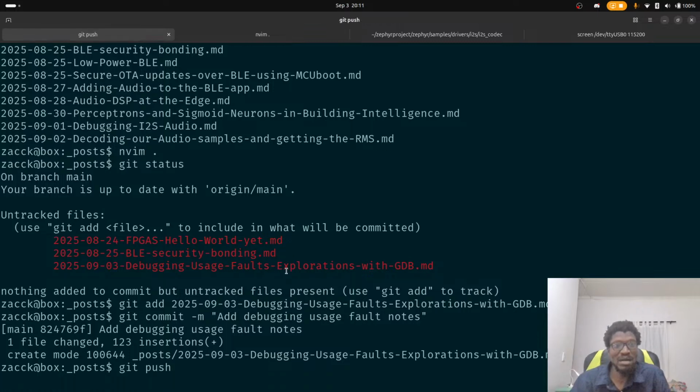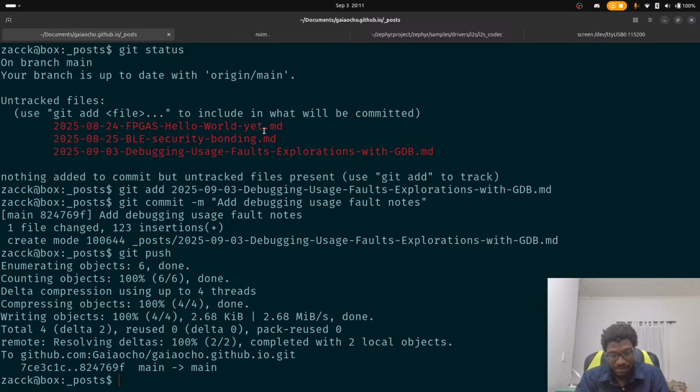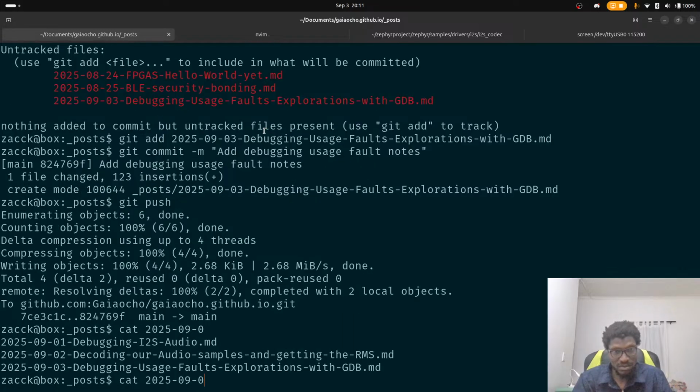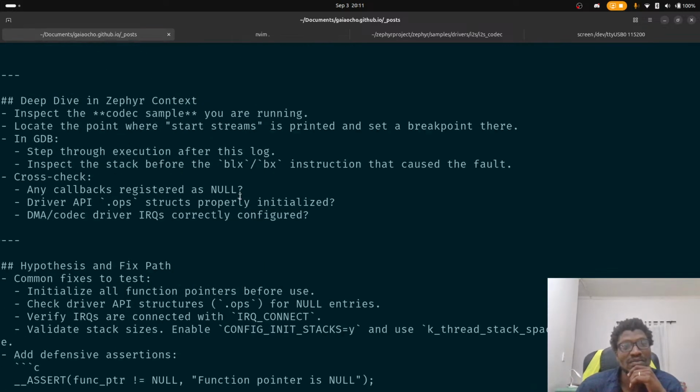I'm going to git push. I'll wait for that to come up so that we can put it in the cart. 2025-09 dash 9 top dash 3 top. Cut this here. So let's find this.